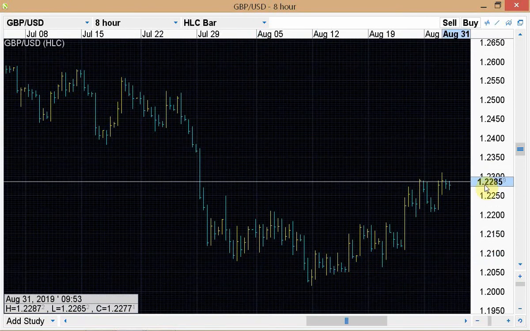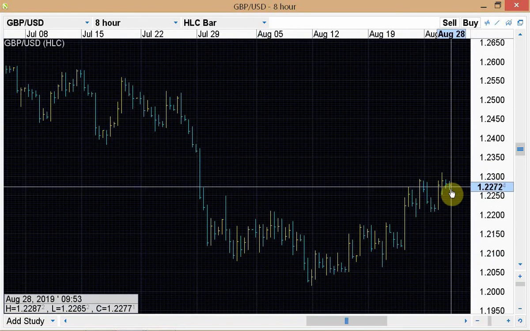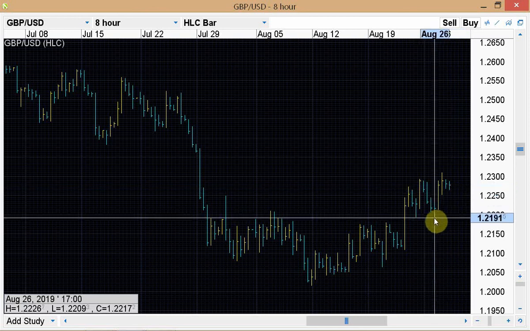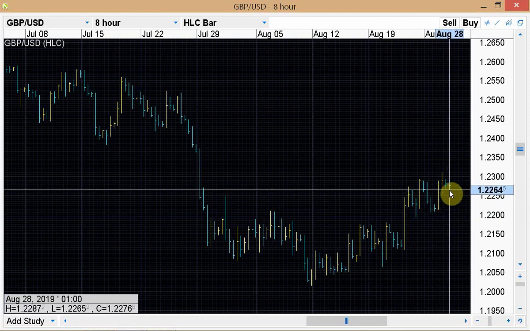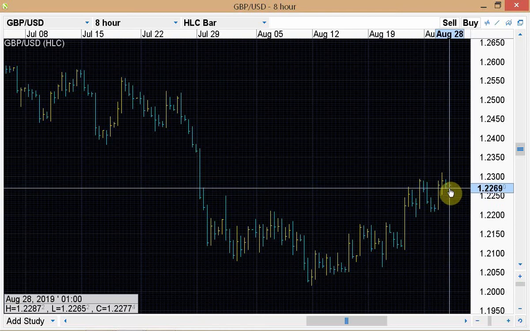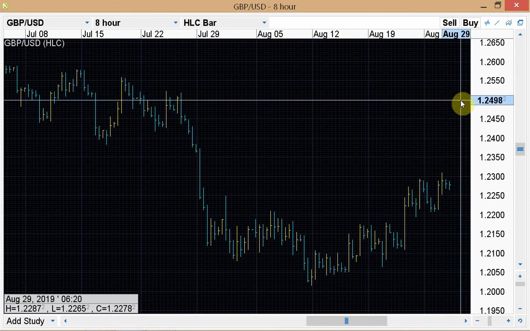Okay, so let's say I'm long sterling here. I've gone long at market and I placed a stop order here. Now suppose my market price projection is that there's a chance of a sharp rally to 125.